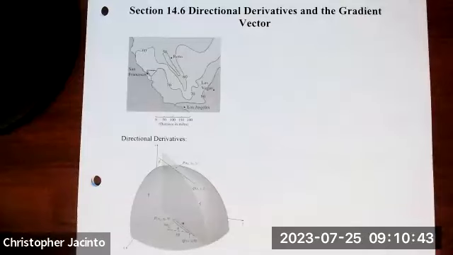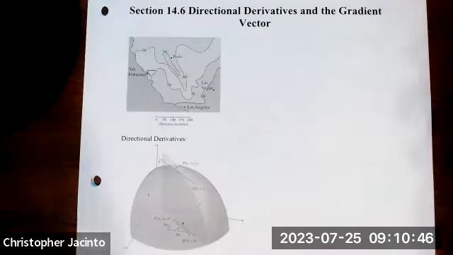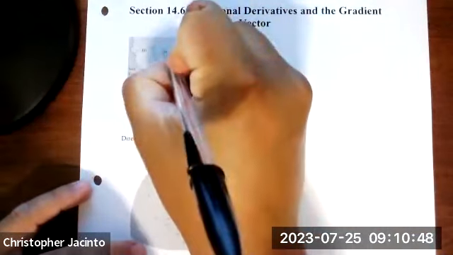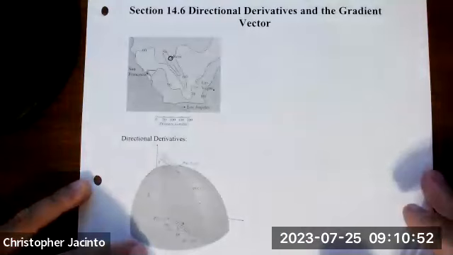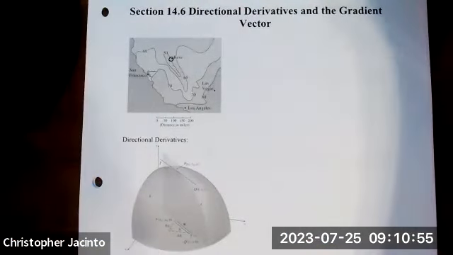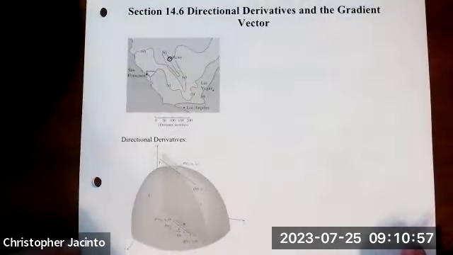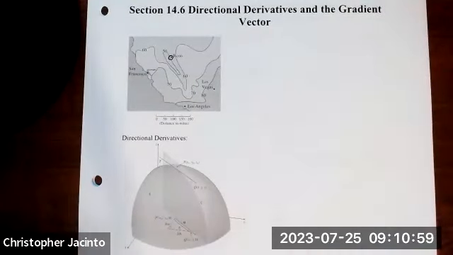Derivatives and the gradient vector. Suppose we're at Reno, right? We went to Reno to get some, we felt lucky. We hoped to make some money off some casinos, and Vegas is too big for us, so we went to a little town, Reno.